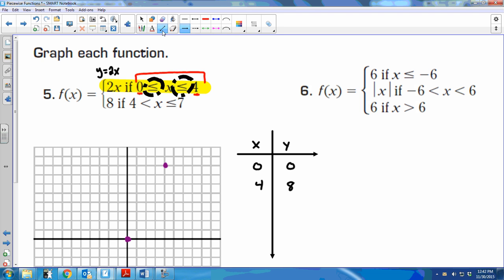And we know it's a line because y equals 2x is a line, so we're going to draw a line between them. It needs to be as straight as you can. You don't have to have like a straight edge, but don't make it look like it's some curly cue.